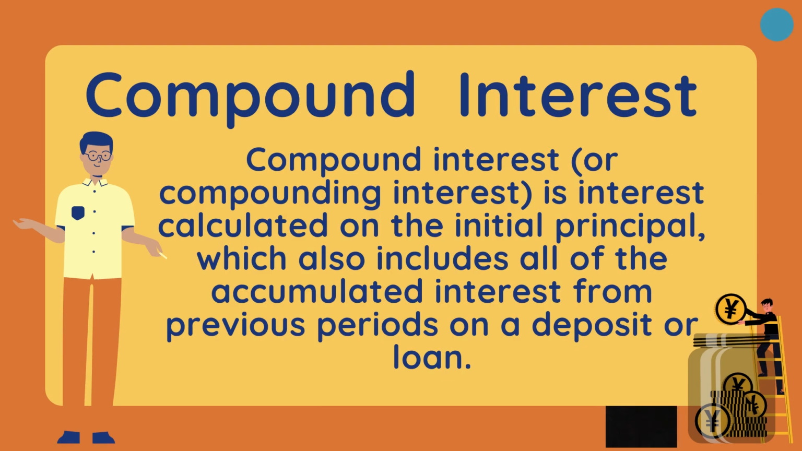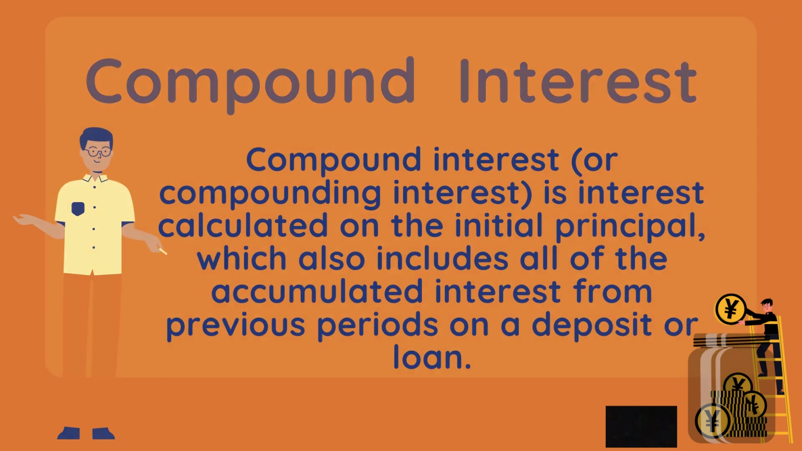Compound interest or compounding interest is interest calculated on the initial principal, which also includes all of the accumulated interest from previous periods on a deposit or loan.